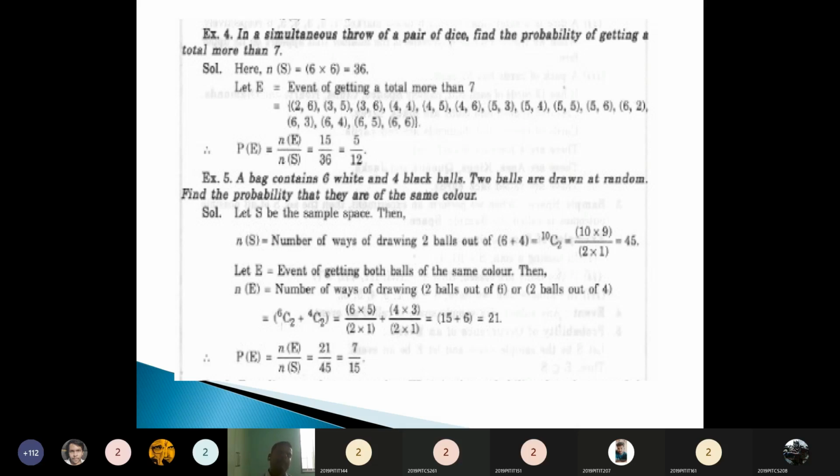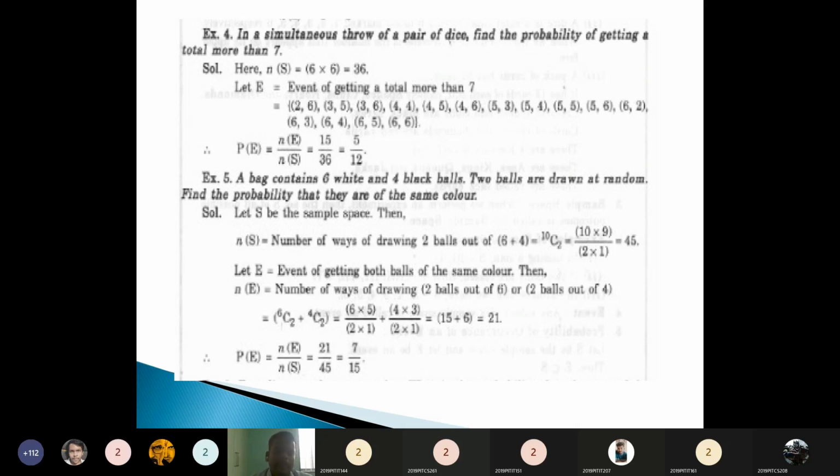So the number of elements favorable to that case is 15. You can check those sample points: 2, 6, 3, 5, 3, 6, 4, 4, 4, 5, 4, 6, 5, 3, 5, 4, 5, 5, 5, 6, 6, 2, 6, 3, 6, 4, 6, 5, 6, 6. So a total of 15 sample points are favorable. So the probability is 5 by 12.